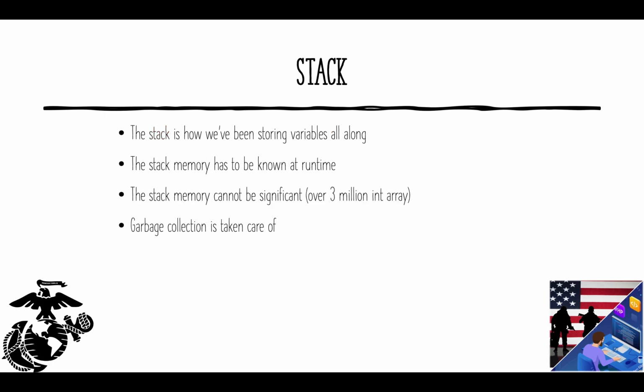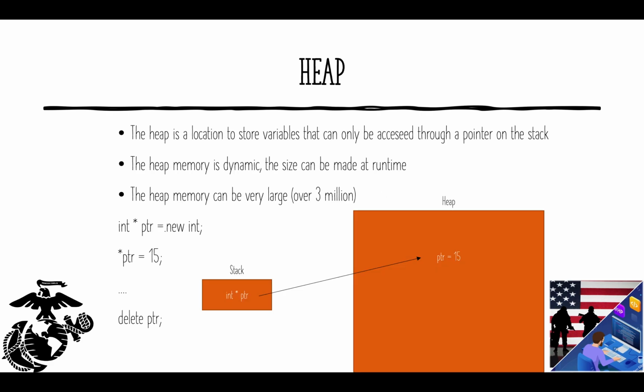The stack is how we've been storing variables all along, so anytime that we've created a variable, it's always been allocated on the stack. The stack memory has to be known at runtime, and we'll get to what that means when we do the coding portion of it. The stack memory cannot be significant, such as we can't create an integer array that is greater than 3 million, and garbage collection is taken care of.